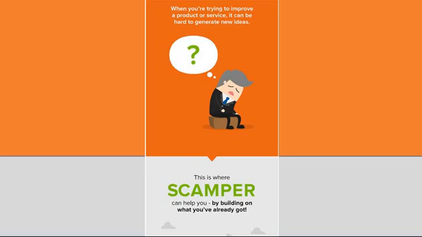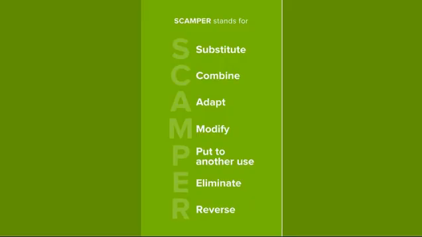SCAMPER is used when you're trying to improve a product or service. It can be hard to generate new ideas, and SCAMPER is the best thing. SCAMPER is an acronym, and it stands for S for substitute, C for combine, A for adapt, M for modify, P for put to another use, E for eliminate, and reverse.